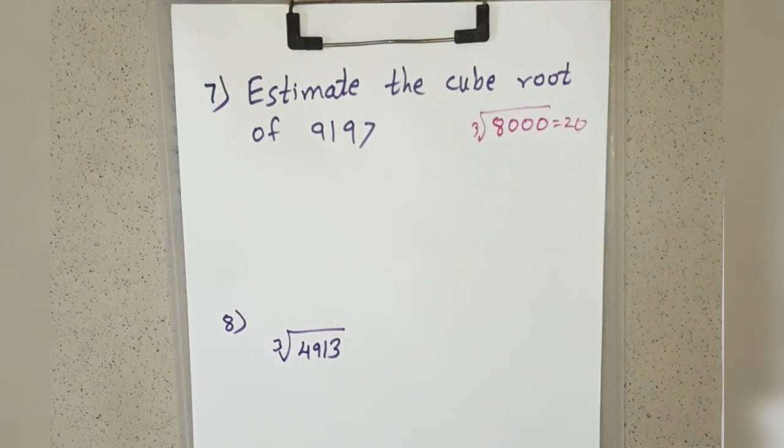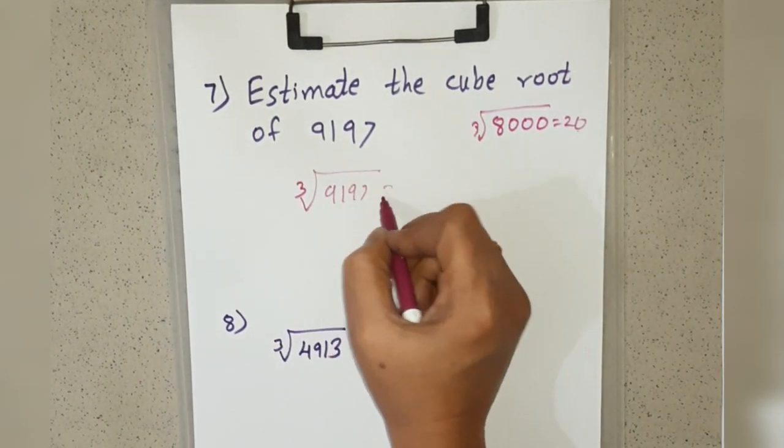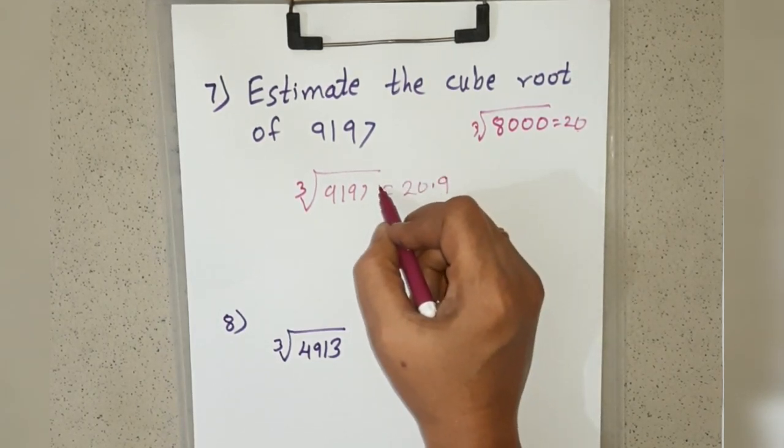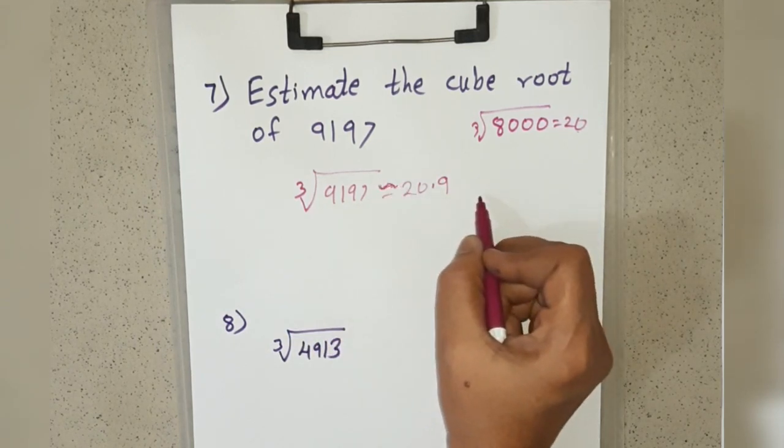So we just estimate the cube root of 9197. It could be 20.8 or 20.9. So we write it approximately. So the cube root of 9197 is approximately 20.9.